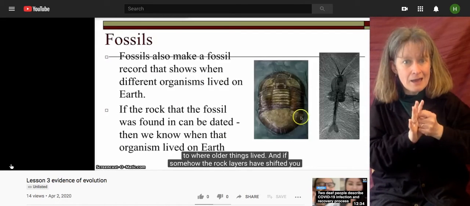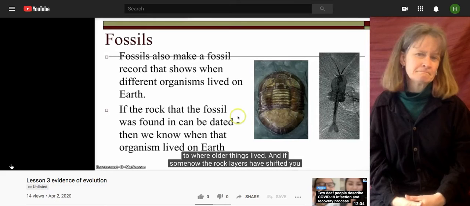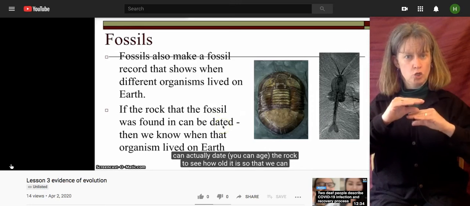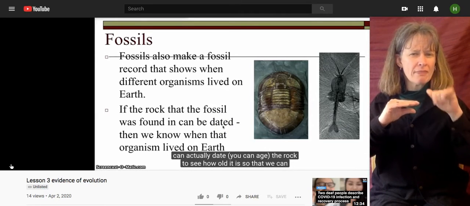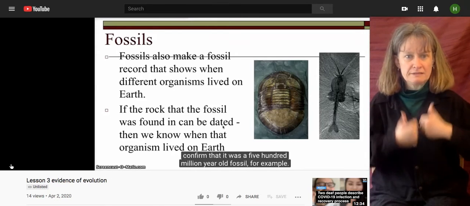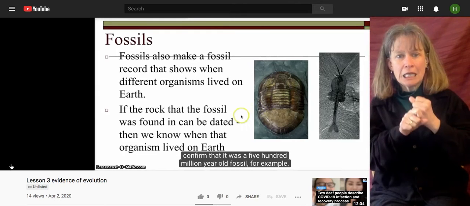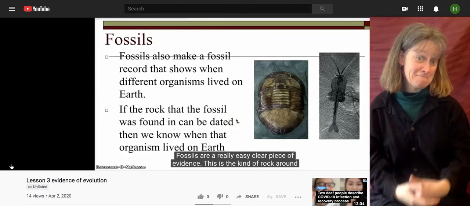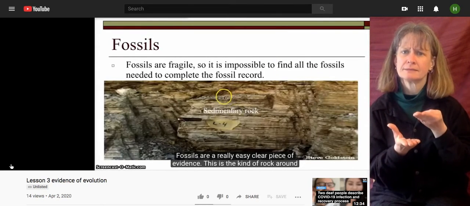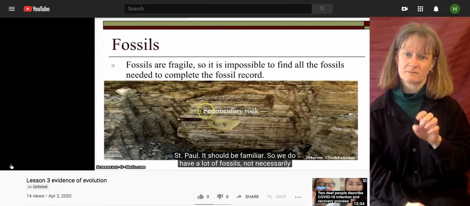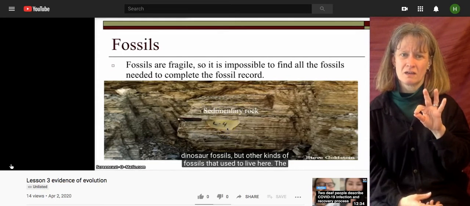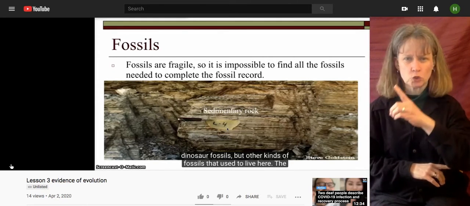And if somehow the rock layers have shifted, you can actually date, you can age the rock to see how old it is so that we can confirm that it was a 500 million year old fossil, for example. Fossils are a really easy, clear piece of evidence. This is the kind of rock around St. Paul. It should be familiar. So we do have a lot of fossils, not necessarily dinosaur fossils, but other kinds of fossils that used to live here.